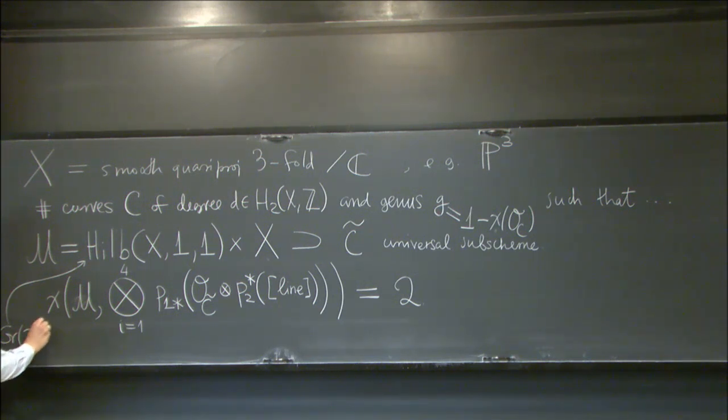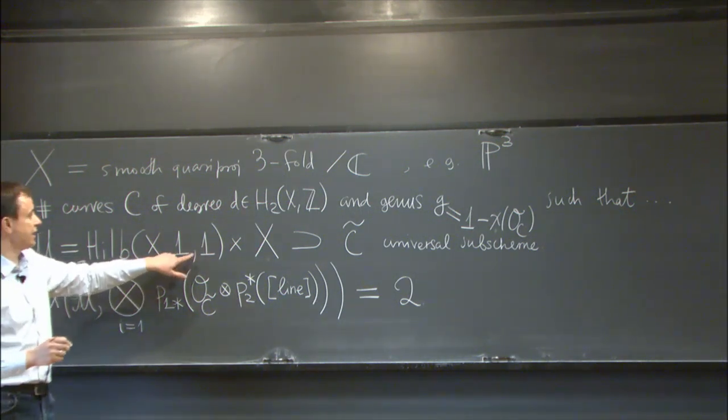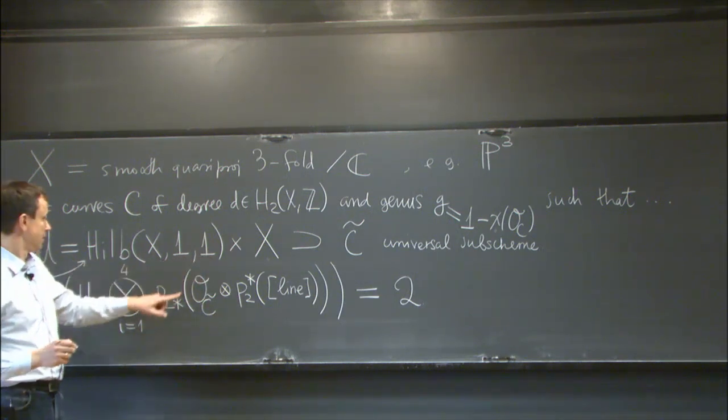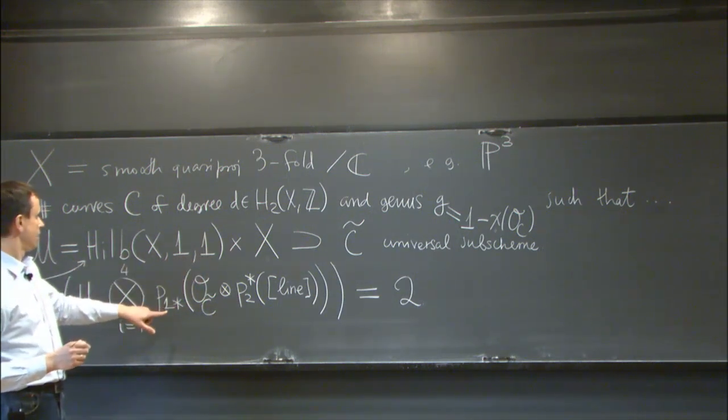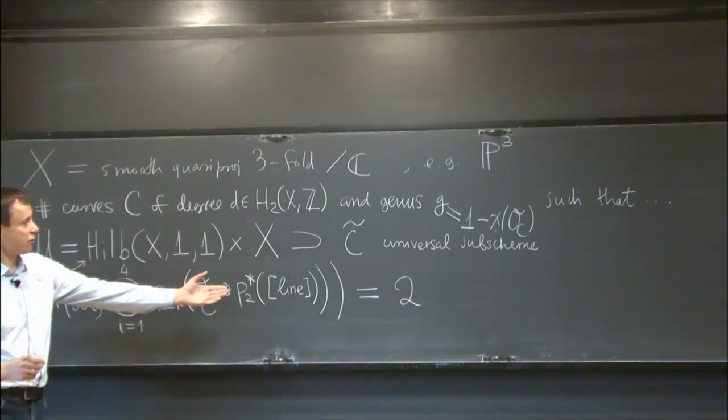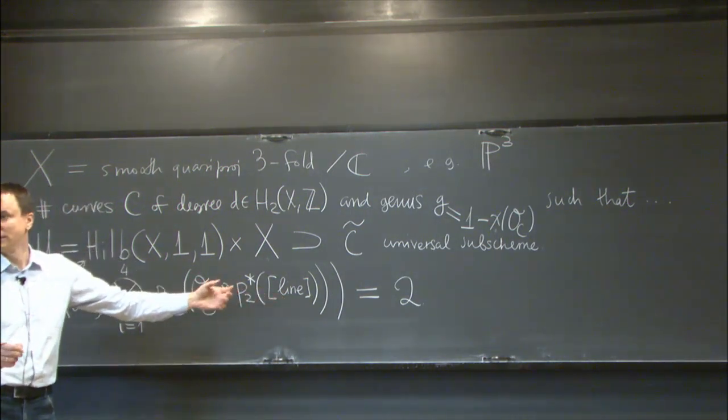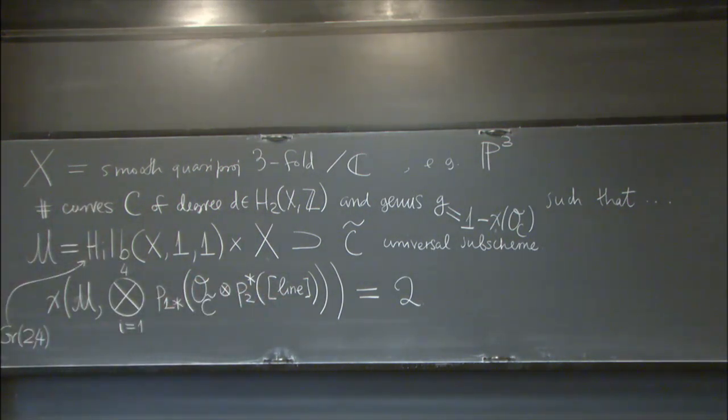What are you indexing? For the Grassmannian or for this? First goes the degree and then the Euler characteristic. No. The tensor, the I, it's just the number of lines. We take four of them. Take four lines. We could have taken five, we'd get zero.